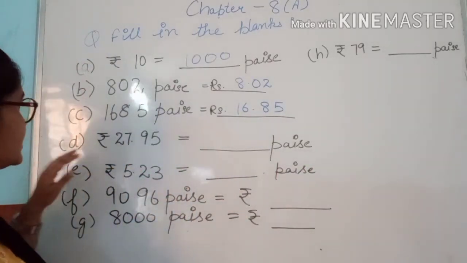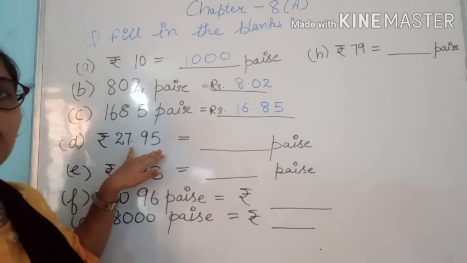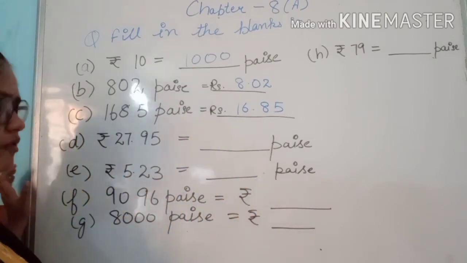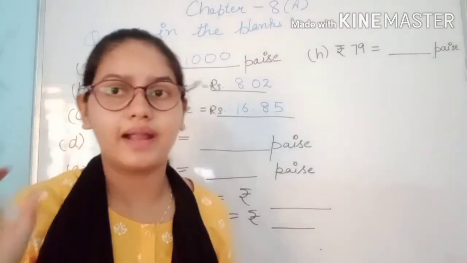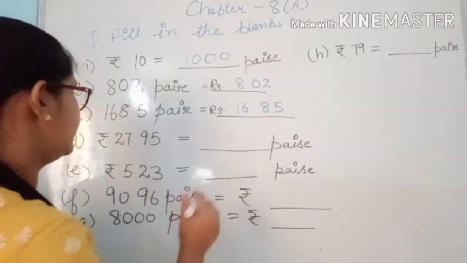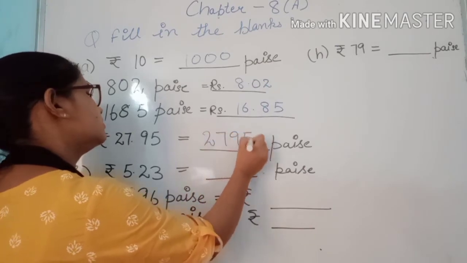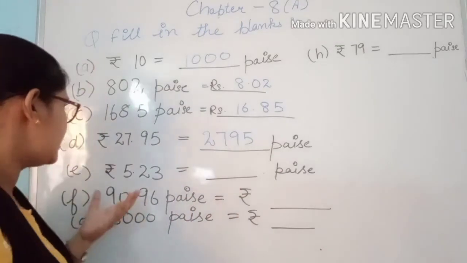Let's do the D one. In the D one you can see there is 27.95, which we have to convert into paisa. Okay, so very simple, we have to do. Here we will write 2795 only. No point will be here. Then this one is our paisa. Okay, now come to the next.